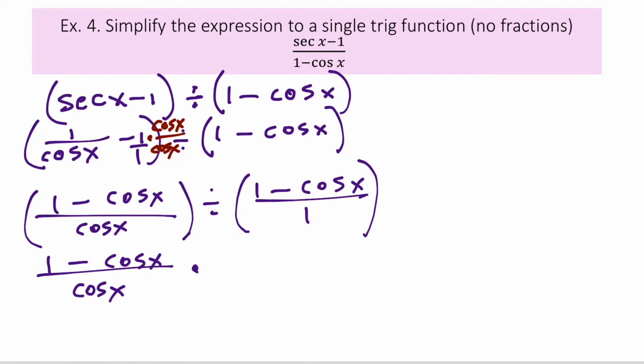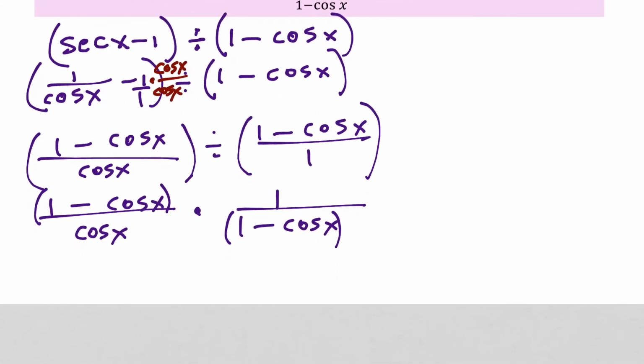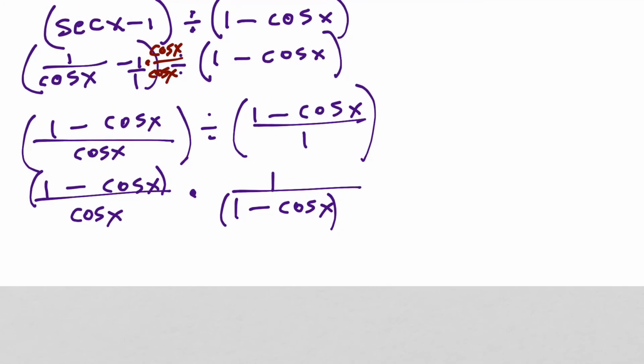So multiply, flip. Alright, so this is a binomial expression here and a binomial expression here. So put parentheses around those so you don't lose any of your terms. Alright, so my numerator is 1 times 1 minus the cosine of x. So that's 1 minus the cosine of x.